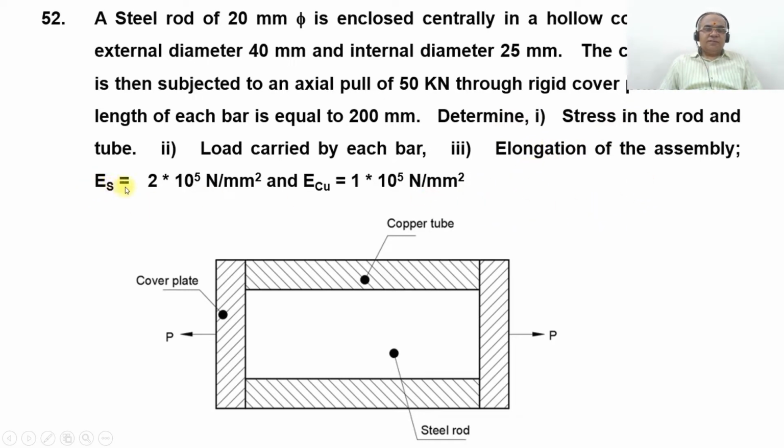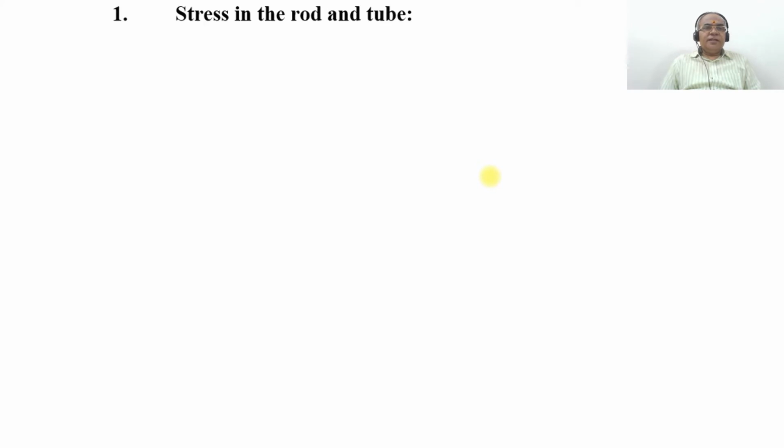The Young's modulus of steel is 2 into 10 to the power of 5 Newton per mm square, and Young's modulus of copper equals 1 into 10 to the power of 5 Newton per mm square. Now to solve this, first we need to find out the stresses in the rod and the tube. So we need to find sigma S and sigma Cu, that is for the copper tube.